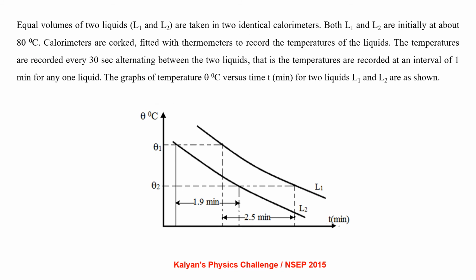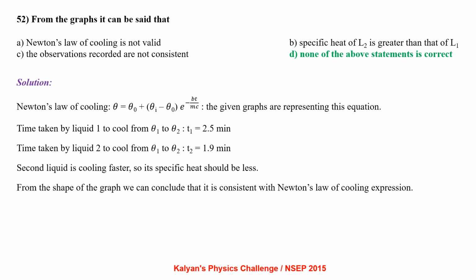Equal volumes of two liquids L1 and L2 are taken in two identical calorimeters. Both L1 and L2 are initially at about 80 degrees centigrade. Calorimeters. From the graph, it can be said that Newton's law of cooling is not valid.